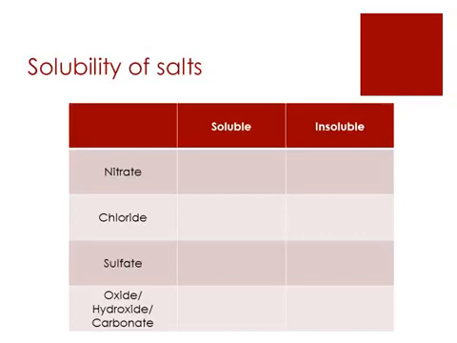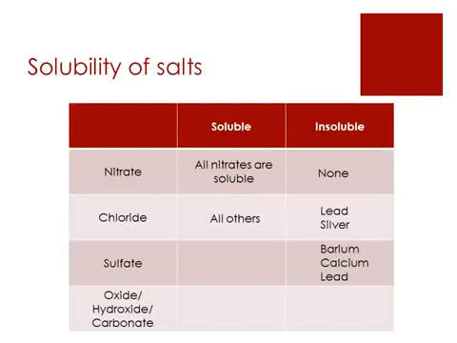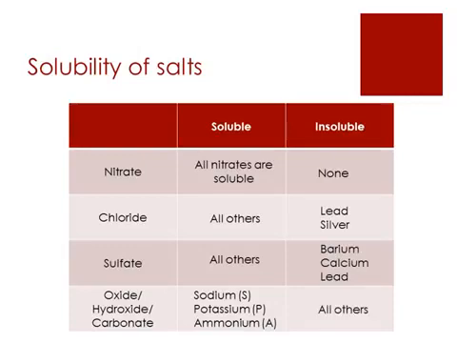Back to the table. It is easy to memorize that all nitrates are soluble, which makes none insoluble. Most chlorides are soluble except for lead(II) chloride and silver chloride. Most of the sulfates are soluble except for barium sulfate, calcium sulfate, and lead(II) sulfate. Only the SPAR bases and SPAR carbonates are soluble. SPAR meaning it contains either sodium, potassium, or ammonium ions. Most bases and carbonates are insoluble.